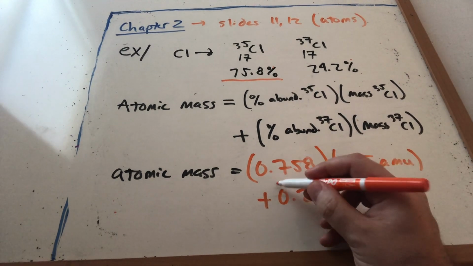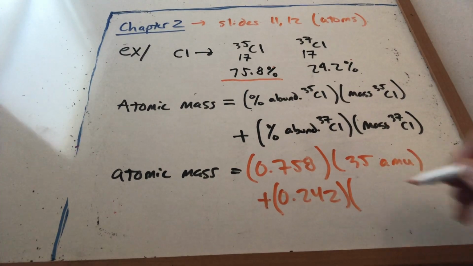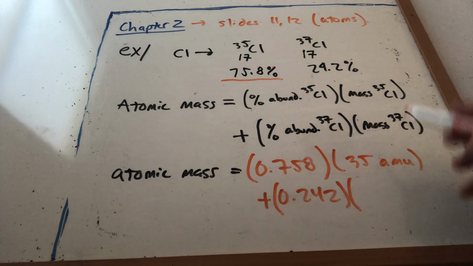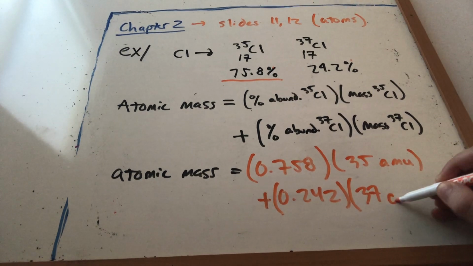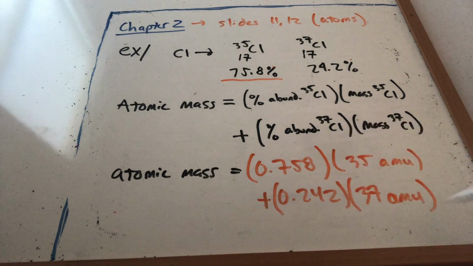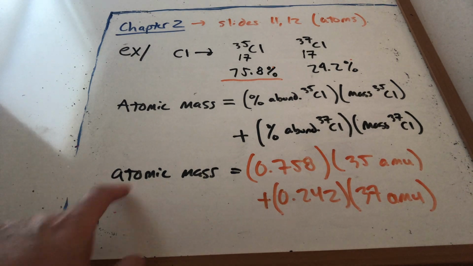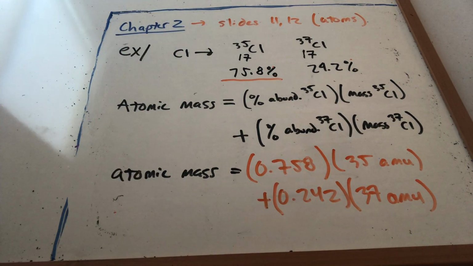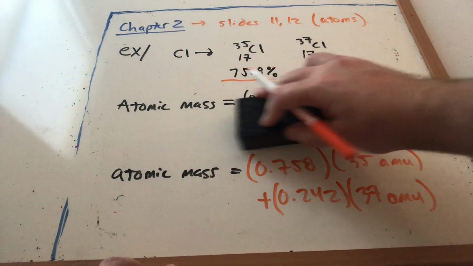0.242. I'm going to use the decimal form. This is multiplying the mass of Cl-37. 37 AMU is a decent enough approximation in this case. So hopefully you can see the setup now, and now we can go through enacting the mathematics and calculating the atomic mass for chlorine, okay?